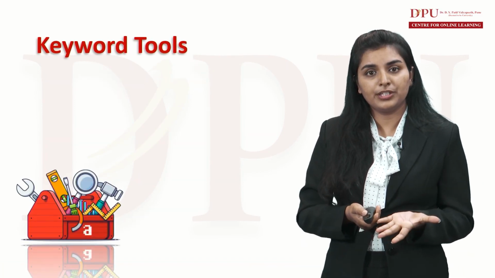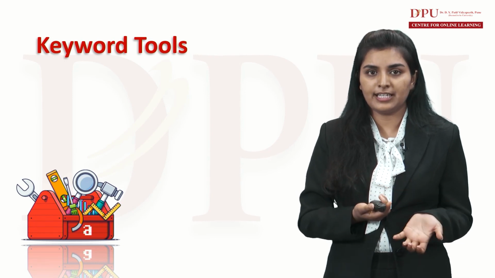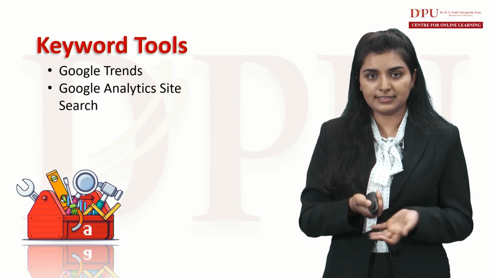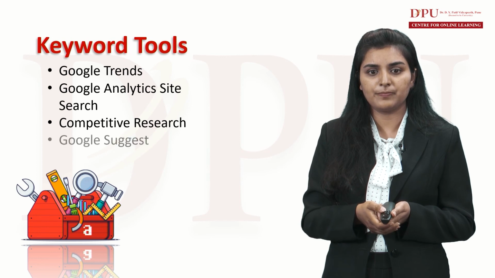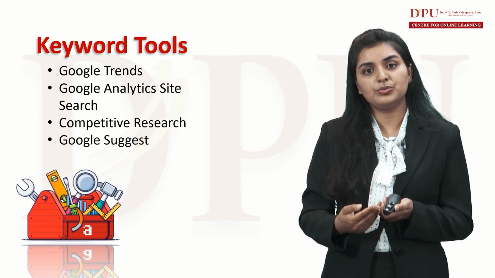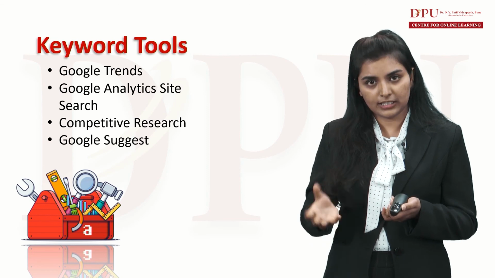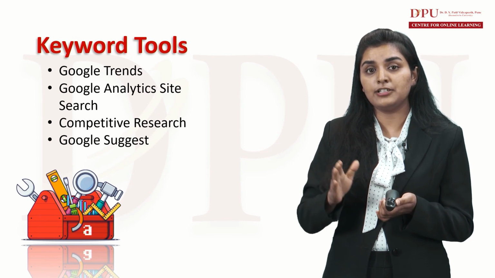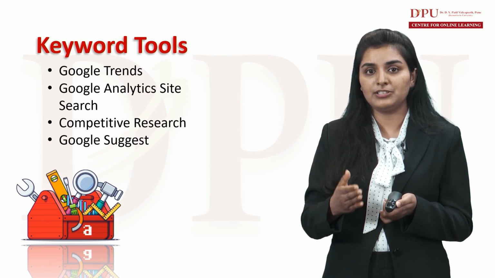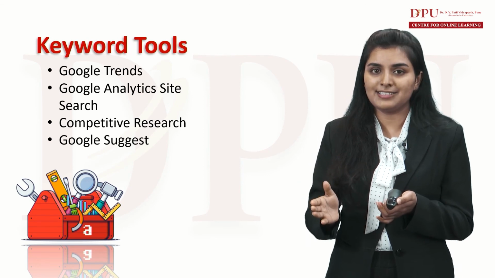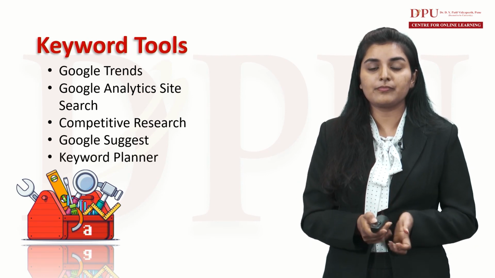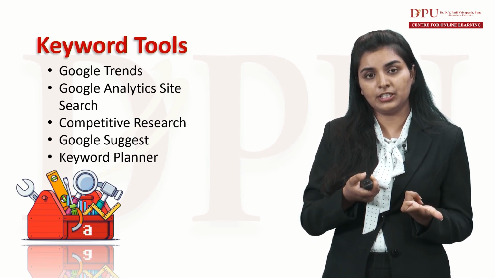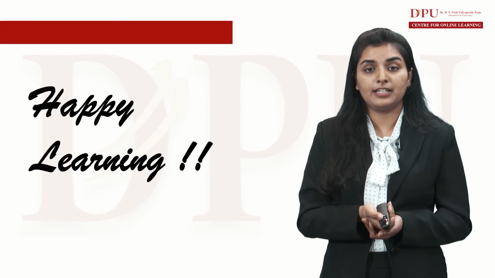What kind of tools can you use to do your keyword analysis or keyword optimization? You can use Google Trends, Google Analytics site search, competitive research, and Google Suggest. These are the tools you can use to study keywords, do the analysis and find the best fit that would be right for your website, for your web page, or for that matter for doing your search engine marketing or search engine optimization. And we have the keyword planner, of course, which gives you more insights on a particular keyword that you wish to choose. With this, I come to the end of this topic.